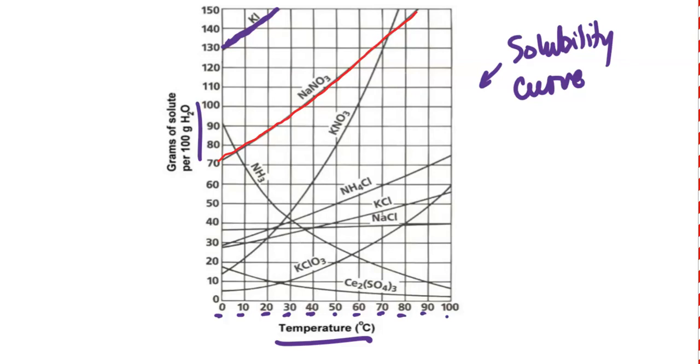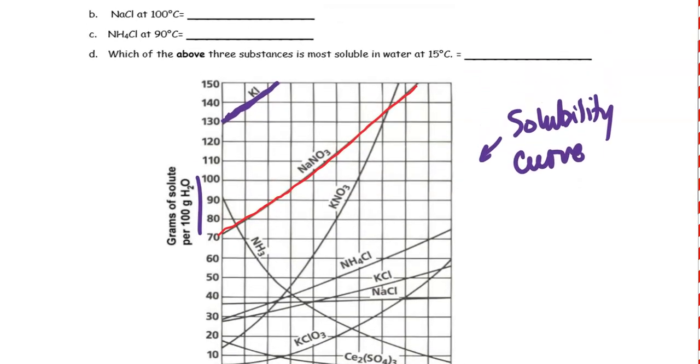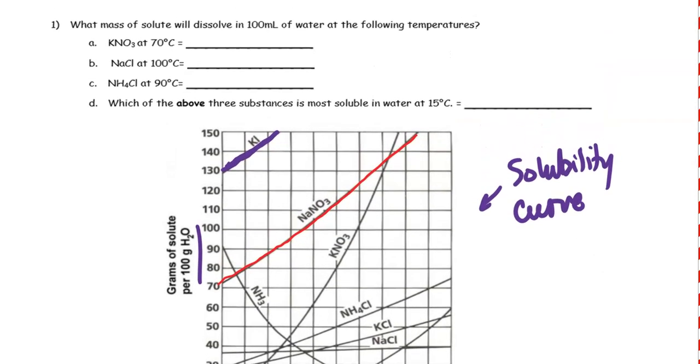And so we can use these to have some idea of how much of a solute I'm actually going to be able to dissolve in 100 grams of water. And so basically it's really an exercise in interpreting data and interpreting graphs. So let's actually do a few of these types of questions together. So for example, here with the solubility curve, we have the following questions.